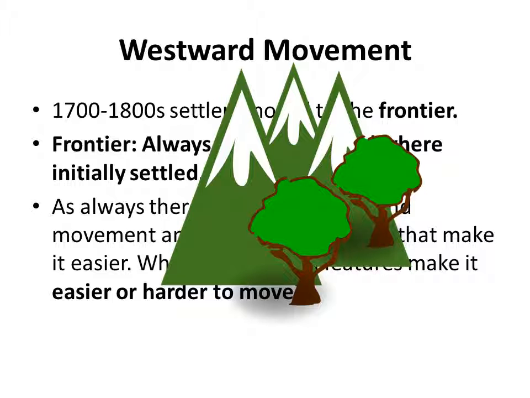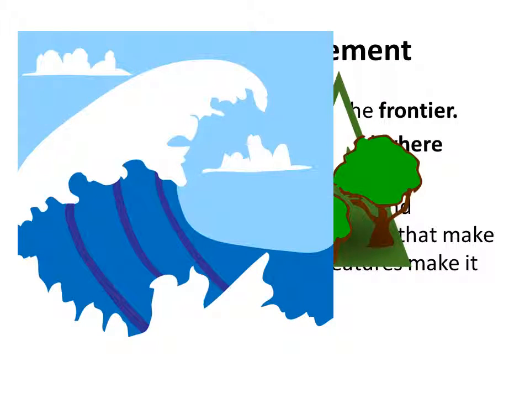Now you have the answer. Mountains. They make it much harder. Water often makes it easier, unless it's choppy and wavy. You would think that if you had a lot of mountains, it'd be harder to move west.